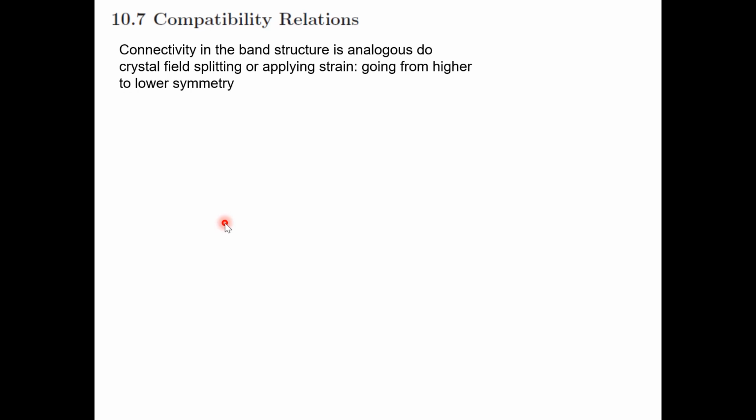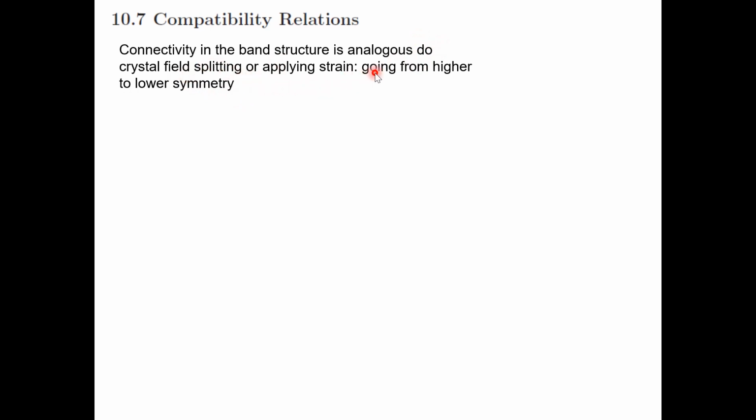So compatibility relations tell us about the connectivity in the band structure, how I connect different points in different directions, and how I can choose the correct labels for the symmetries of the different electronic states, different band states. And in a way, it's very similar, and completely analogous, to something that we have already seen, which is crystal field splitting or applying strain.